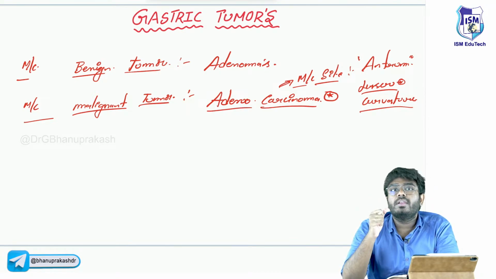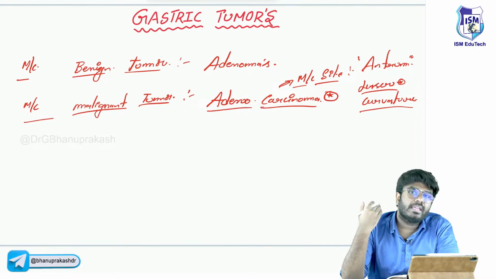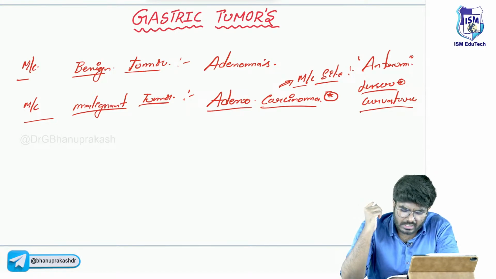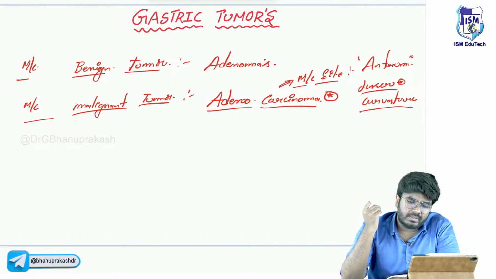Not only that, even the gastric ulcer. What is the most common site for the gastric ulcer? It is the same: the antral region, near the lesser curvature. And this is also true of adenocarcinoma of the stomach. The most common site is the antral region near the lesser curvature.